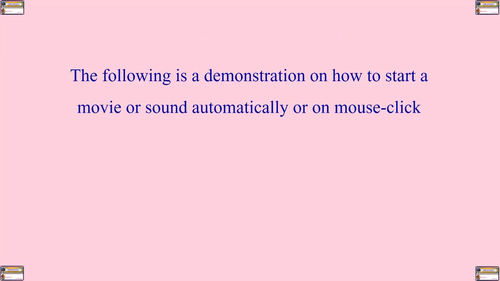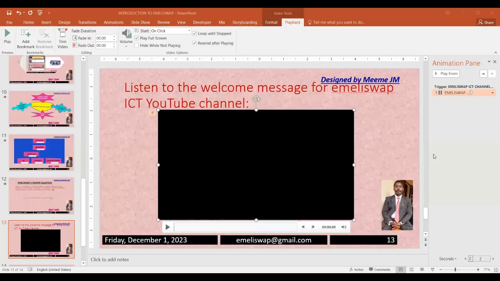So the following is a demonstration on how to start a movie or sound automatically or on mouse click. So here is our movie. If I click on this movie and then click on playback under the video tools menu, you can see that I have this button, start. So under start, you can click here and then choose either on click or automatically. So if I wanted it to start when I click it in my presentation, I'll choose on click. If I wanted it to appear automatically, I'll choose automatically. So let me choose on click.